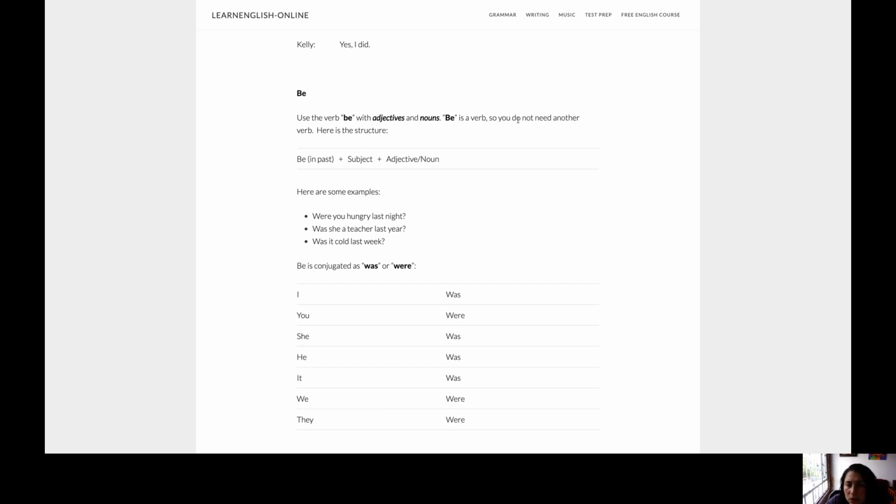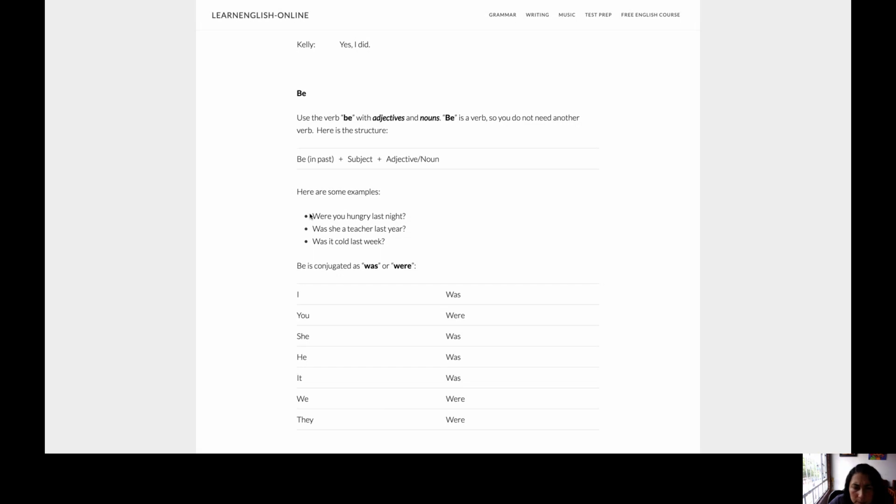Be is a verb, so you don't need another verb. Here is the structure. Entonces acuérdense que be es el superhero verb, el superverbo, el nuestro héroe, y él no necesita un auxiliar ni tampoco otro verbo adicional para el pasado simple. Be in past, of course, because we are talking about a past, subject, and then the adjective or the noun.